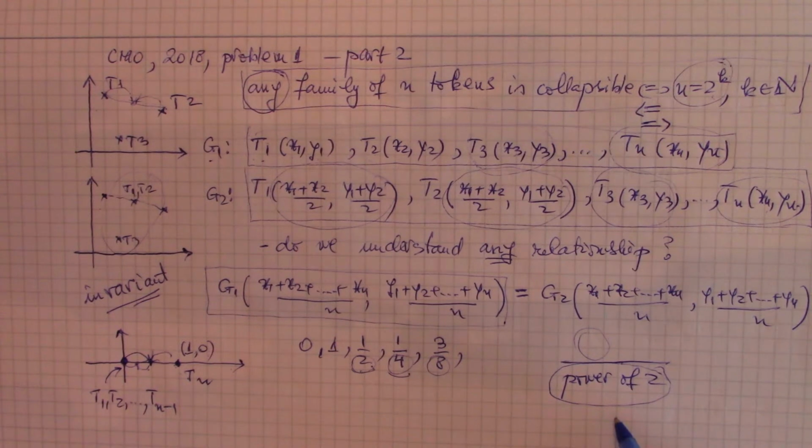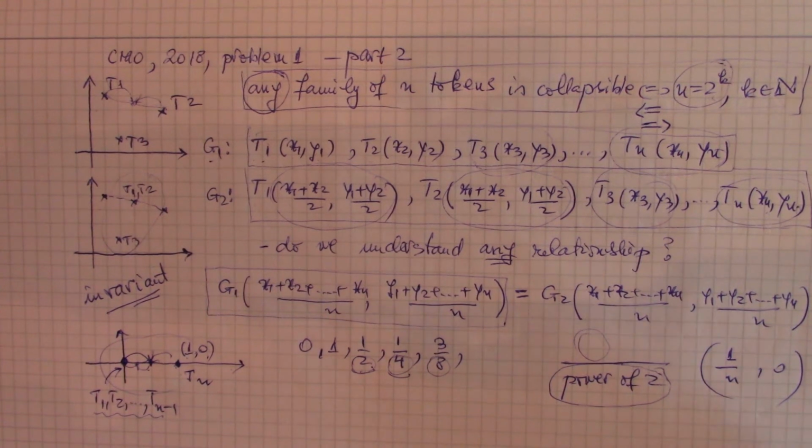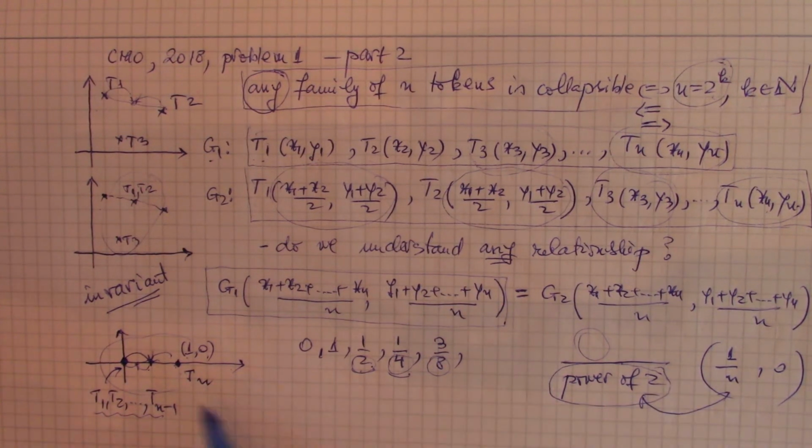Now, but what's the center of gravity of this original family? Well, we have all the tokens but one at 0 and one token at 1 and 0. So the center of gravity will end up at the point 1 over n and 0. Well, so now it becomes clear that in order for this particular family to be collapsible, it's got to be the case that n has to be a power of 2.